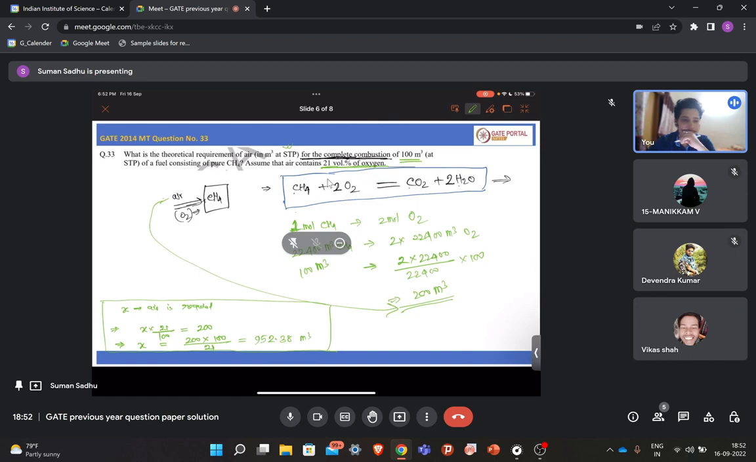So it was a very simple question. We just have to do a mole balance. Even if you don't write all this, if you just visualize, you can directly get this answer. You just have to write the reaction only, and then you can see that a 1:2 ratio is required. So easily you can see that 100 meter cube of CH4 means you need 200 meter cube of oxygen, and that 200 meter cube of oxygen will come from the air. So it will be simply 100 into 100 by 21. Just multiply it and you will get the answer. So very quickly you can solve these questions.